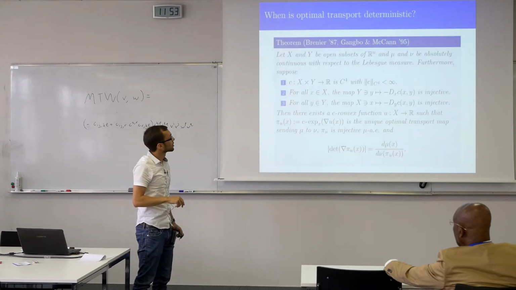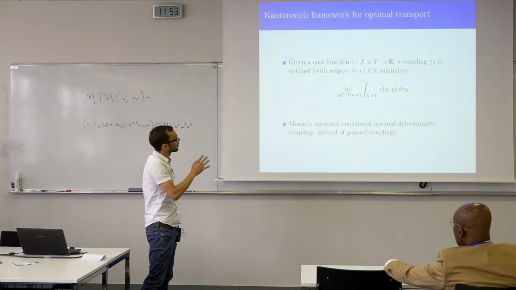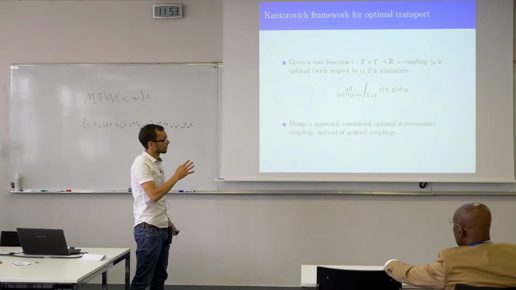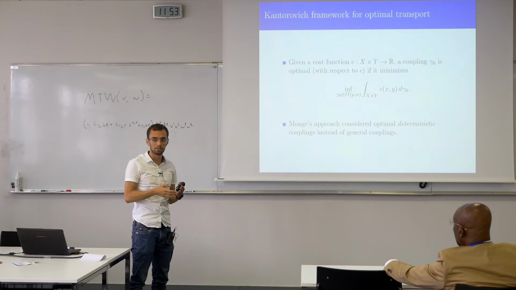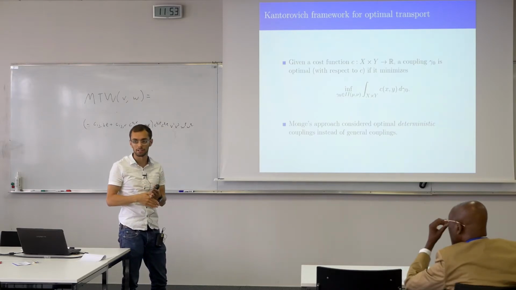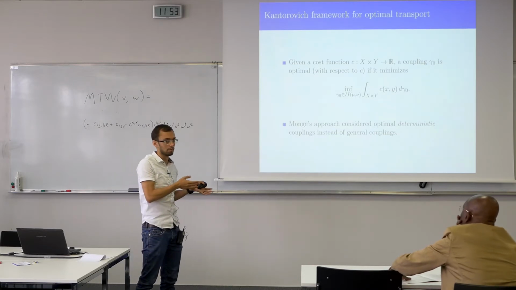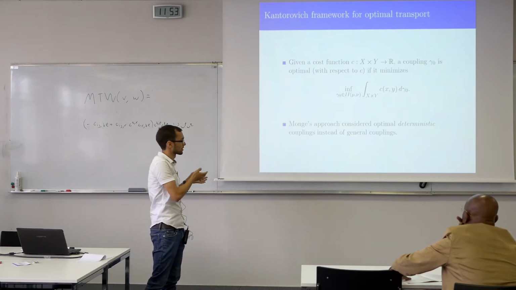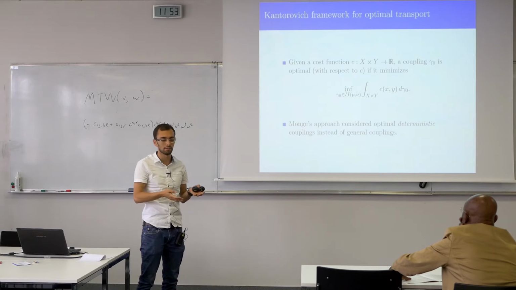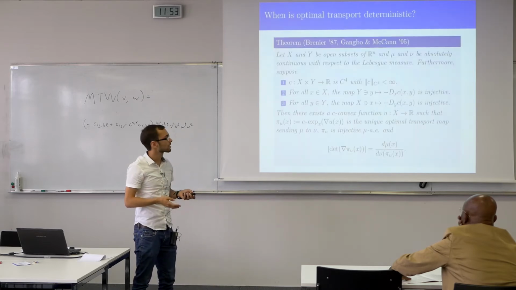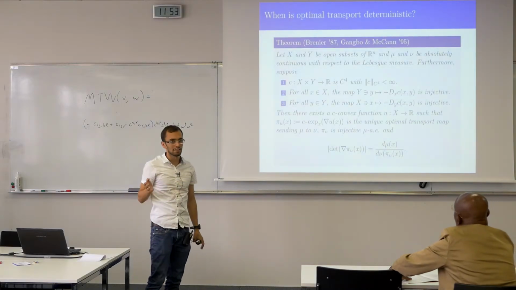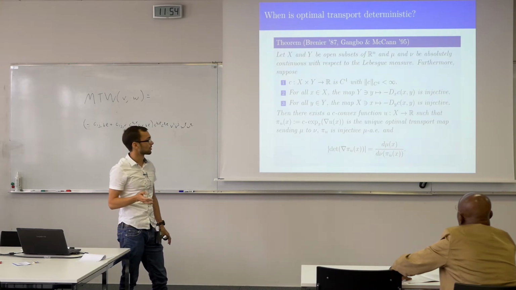Okay. So in general, you can show that the Kantorovich solution exists for very, very general problems, but there's no guarantee a priori that it's going to be deterministic. So Monge's problem might not have a solution. So we can ask ourselves, when is optimal transport deterministic?